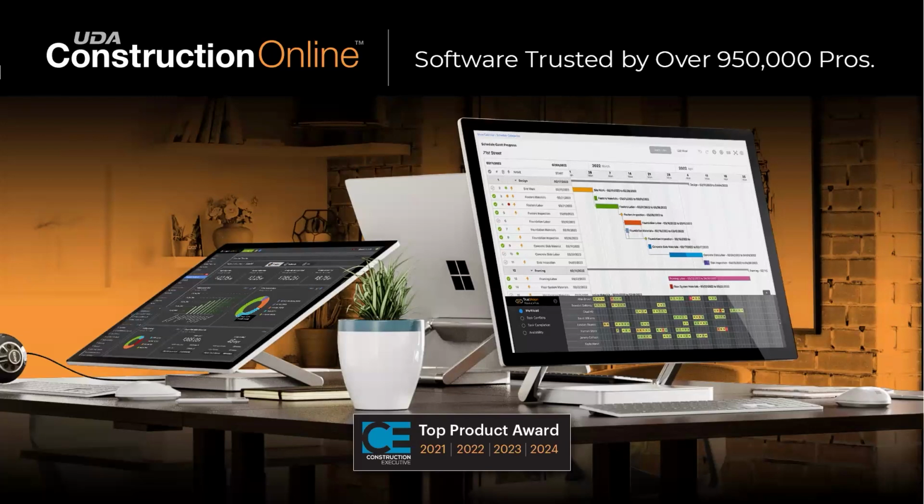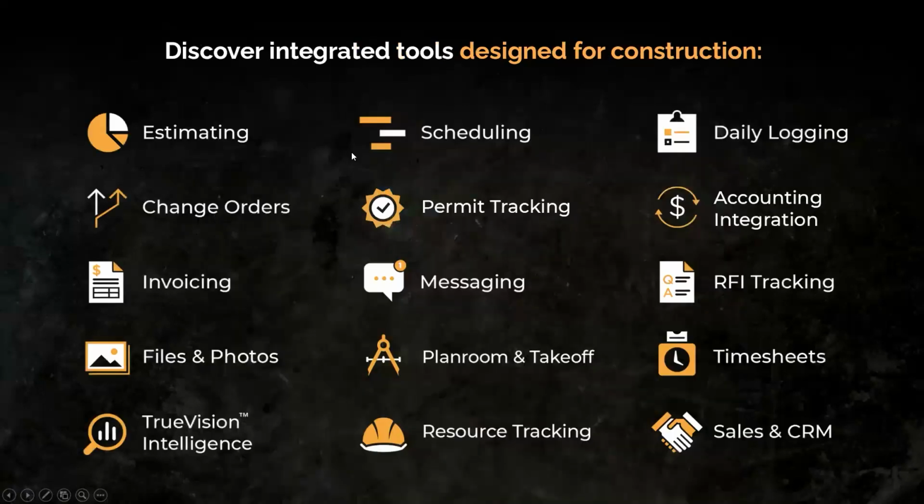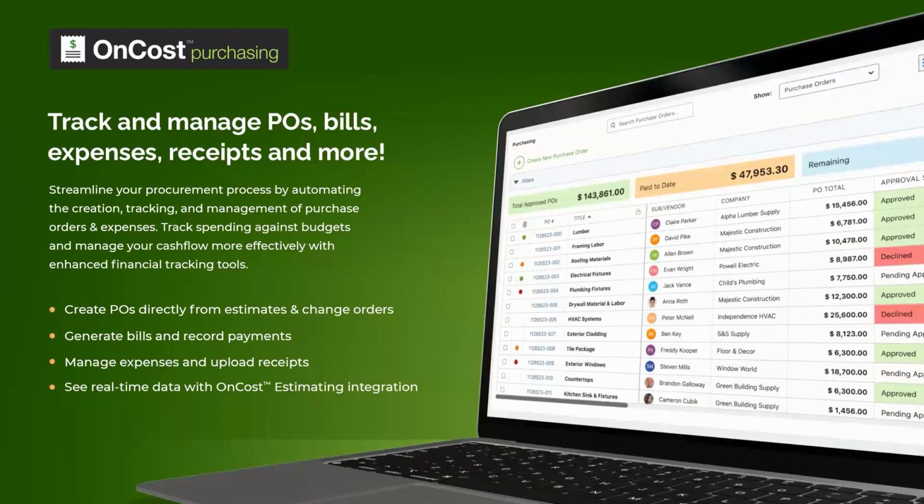Now, for those of you who are brand new to Construction Online or to UDA Technologies, Construction Online is our award-winning project management platform used by over 950,000 construction professionals just like you in 75 plus countries all over the world to manage things like estimating, scheduling, daily logging, project communication, general file management, and so much more every day. On-cost purchasing will be our brand new financial module, and we're really excited to introduce that. Many of you who do already have Construction Online will start to see that next week.